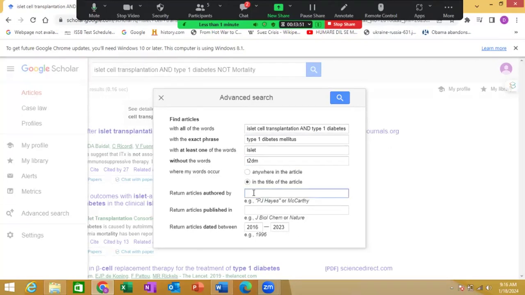Here you can write a specific author name, if I want studies on this topic from this author, if there's a renowned author who has done so many studies on a particular thing. Published in, you can say any journal. For example, I'm writing New England Journal of Medicine. In this I want, and this is your date, and you can search here, for example.